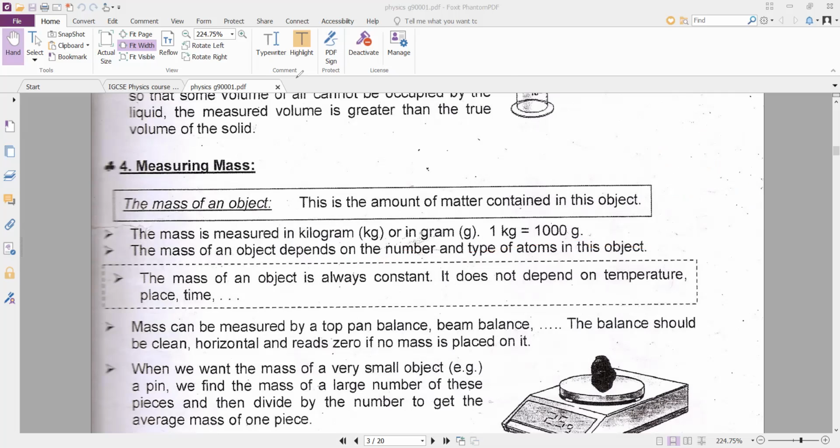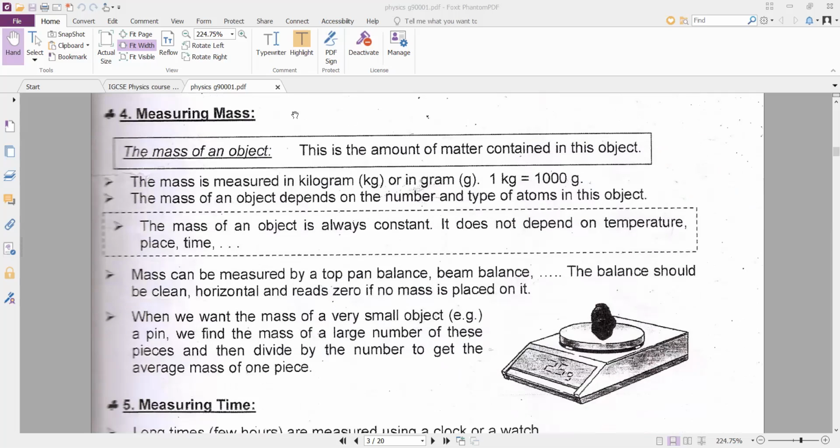Next. Mass can be measured in what? The mass is measured by a top balance. This is what we call a top balance, the electronic balance. We use this balance in the lab. Now we have many different shapes of balance, but the main one to find the accurate mass is what we call the top balance.